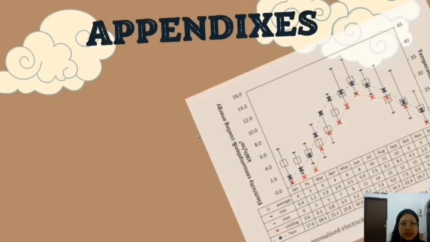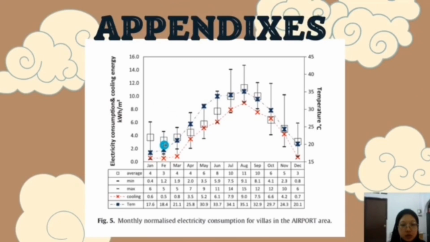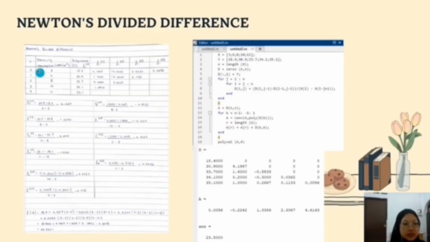So before that, let's see the data given. Our data is, we use the month from February until August. So we assume the temperature in March and April is unknown. So we want to find the electricity consumption, which is 4. Firstly, we create a table and put the data given from 3 until 11 and 18.4 until 35.1. So we use the formula to find the value and then insert in the table.